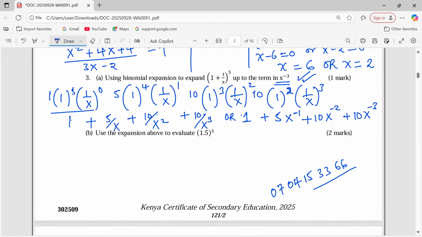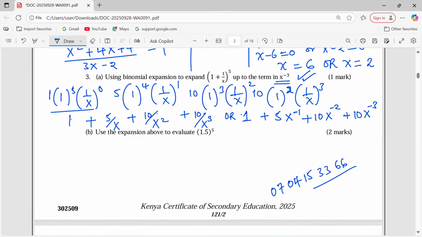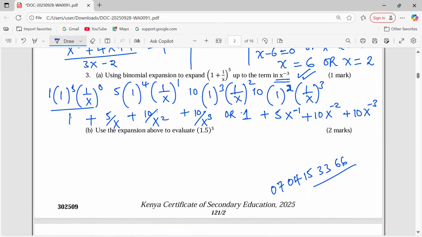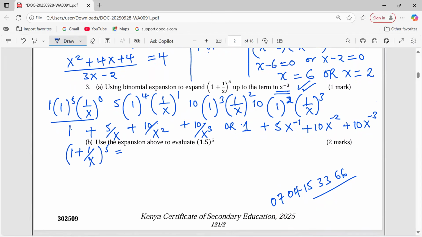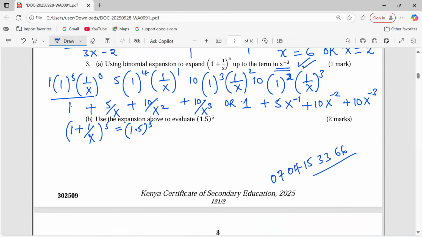Now use the expansion above to evaluate 1.5 power 5. We are first supposed to equate 1 plus 1 over x raised to power 5 equals to 1.5 power 5. So we can equate the bases: 1 plus 1 over x equals to 1.5.